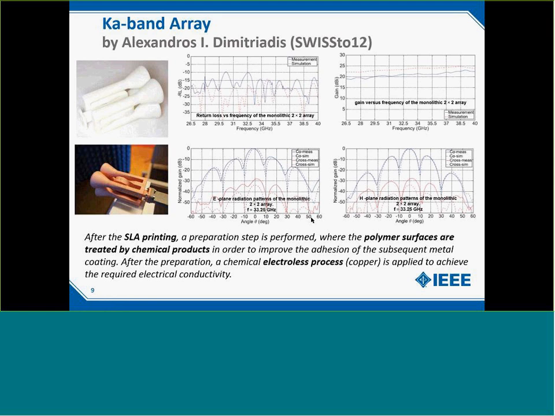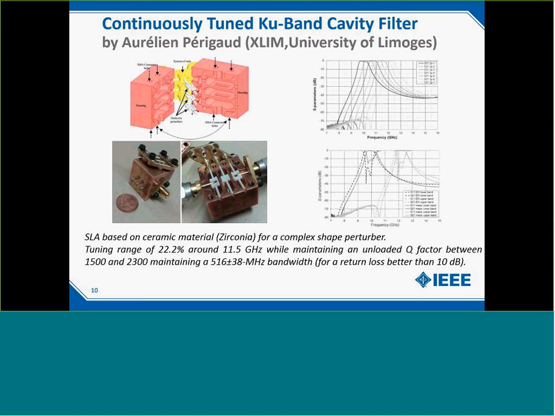The very last example, this filter has been manufactured with ceramic material, in this case zirconia, and is a clear example of how the challenge, the complexity of the dielectric part, has been solved with 3D printing. In this case, the idea of the solution is to move the filter in a range of 22.2% without changing the design, of course. It has been shown that just by turning these three parts, the author is able to move the filter in this range, keeping a pretty good Q factor.